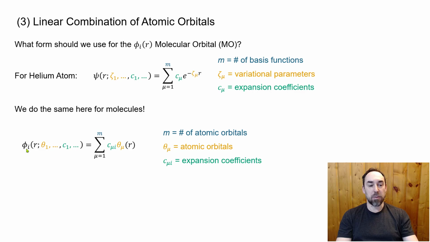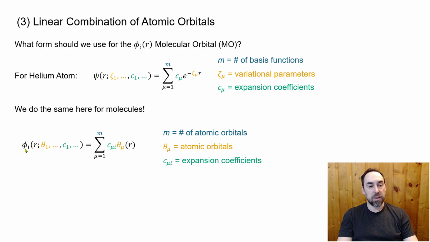So we write our molecular orbitals. This is the ith molecular orbital phi, which is a function of the coordinate of whatever electron we are putting in there. And we're writing it as a linear combination of theta. What are these theta? They are atomic orbitals. What are these atomic orbitals? They are the ones that we were using on the helium atom and so forth.